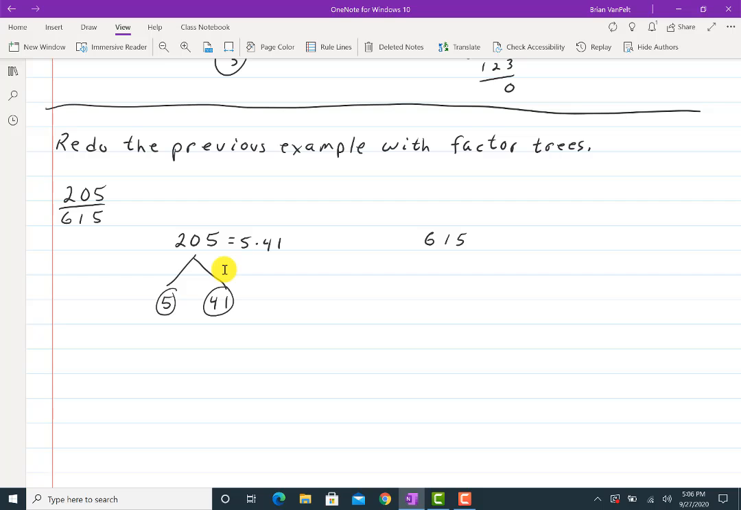The same goes with the 615. I know that 5 goes into it, and 5 is a prime number. Nothing can go into 5 except 1 and 5. And if I divide 5 into that, I know I get 123. The question is, is 123 a prime number? It's not. One of the tricks that you can learn about numbers is to take the digits and add them up. Here, if I take 1 plus 2 plus 3, that equals 6.